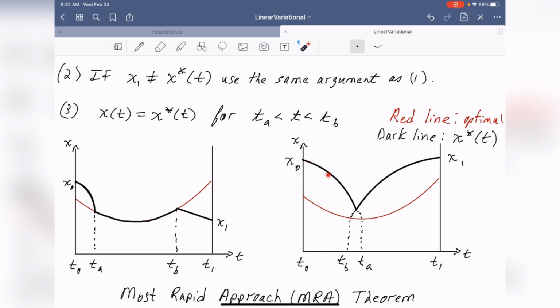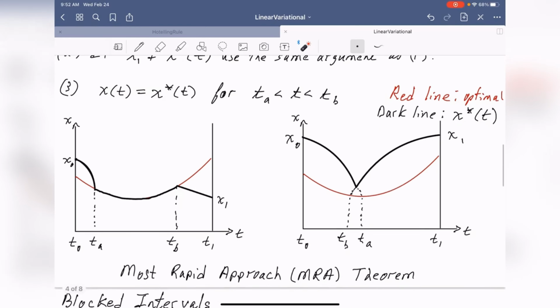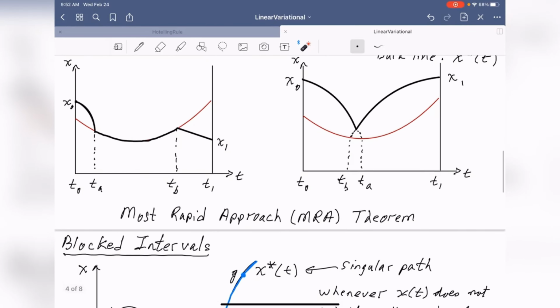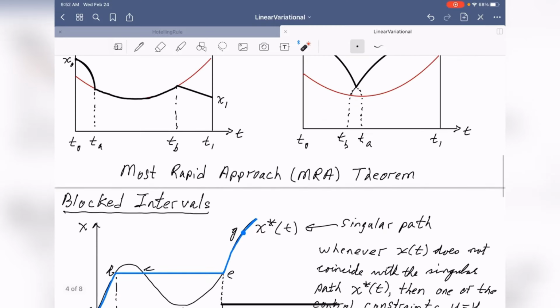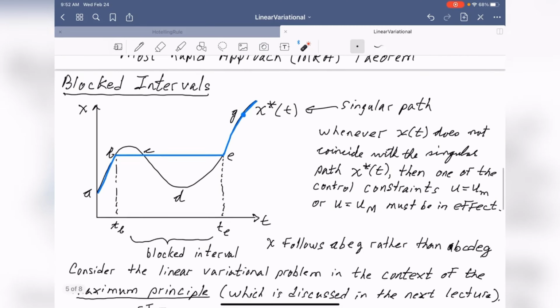Then what happens is you try to go to the turnpike, you don't quite get there, and you go back following this line here, and you end up at x1. So this is a case where you really don't hit the red line, the optimal path. And this is known as the most rapid approach theorem, or as I mentioned, Samuelson's turnpike theorem.